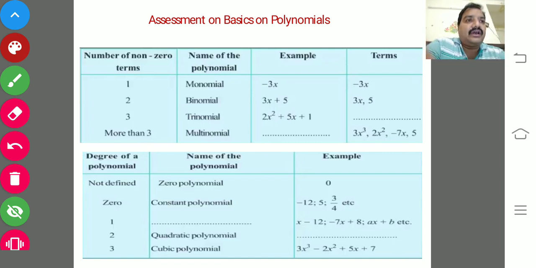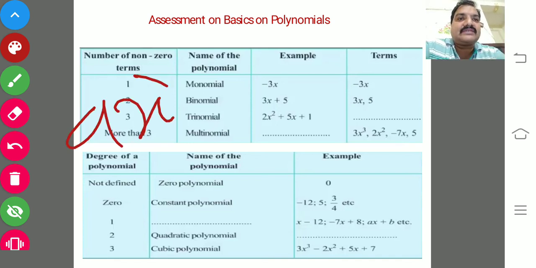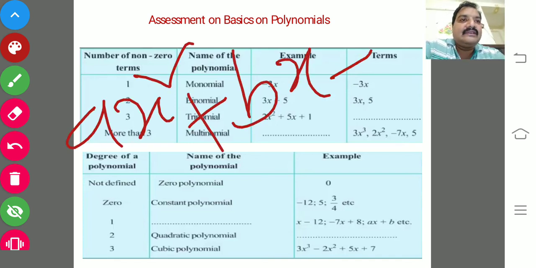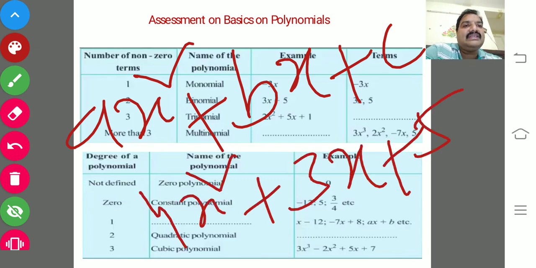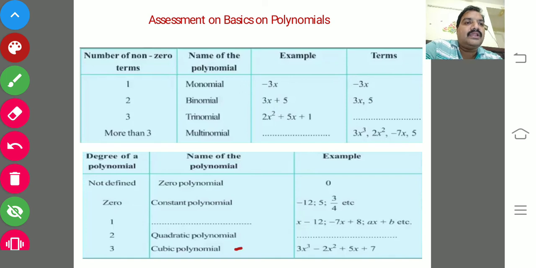Yes. Now quadratic polynomial, you just give any kind of example. Quadratic polynomial, as we have already discussed, should be in the form of ax square plus bx plus c. You just give one example, 4x square plus 3x plus 5, or anything, but the degree should be 2 because it's a quadratic polynomial. And now cubic polynomial, it is given 3x cube minus 2x square plus 5x plus 7.